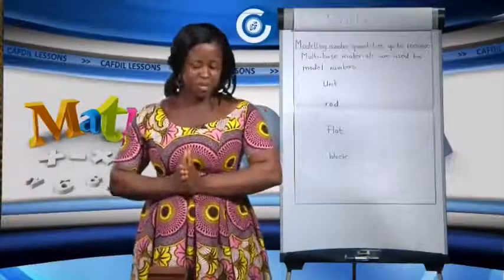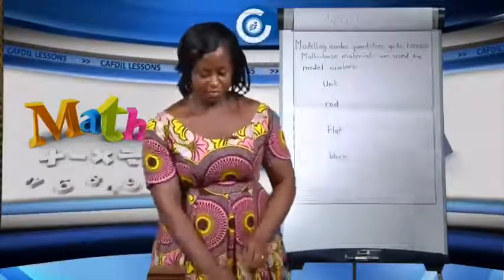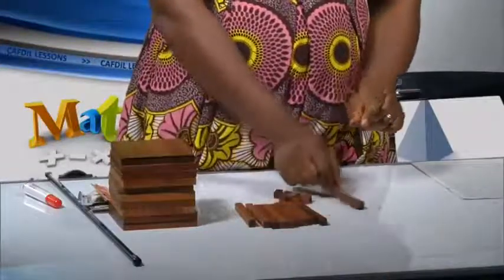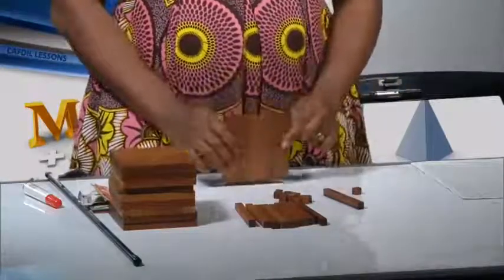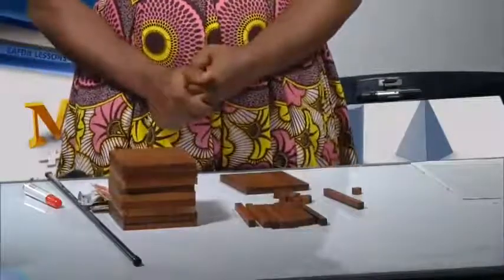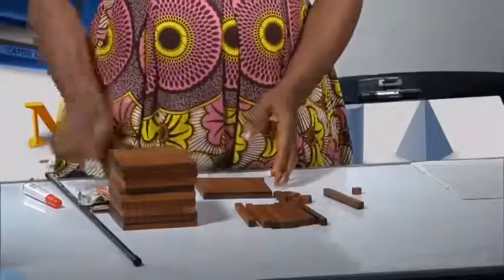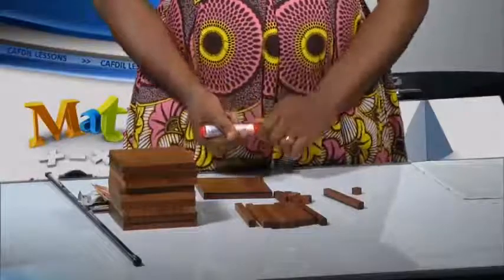Now, the multi-base material that we are going to use, we have the units, we have our rod, we have the flats, and the block. So these are our multi-base material that we are going to use. Now let's look at the value of each of the material.